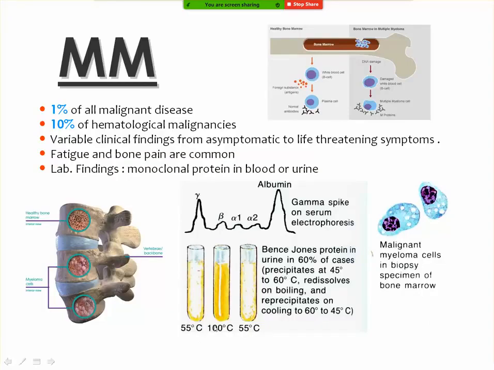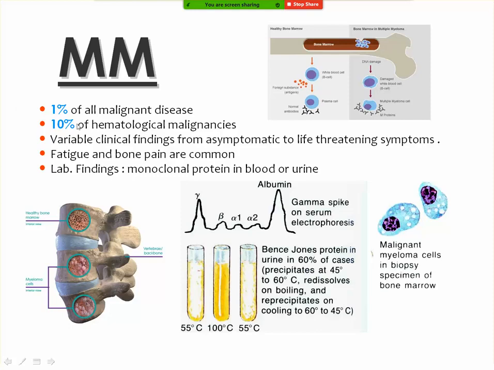And this is different from another disease which is known as myelofibrosis. In myelofibrosis, there is a fibrosis of the bone marrow. Then you get low signal in the T1 and also low signal in the T2 weighted image.